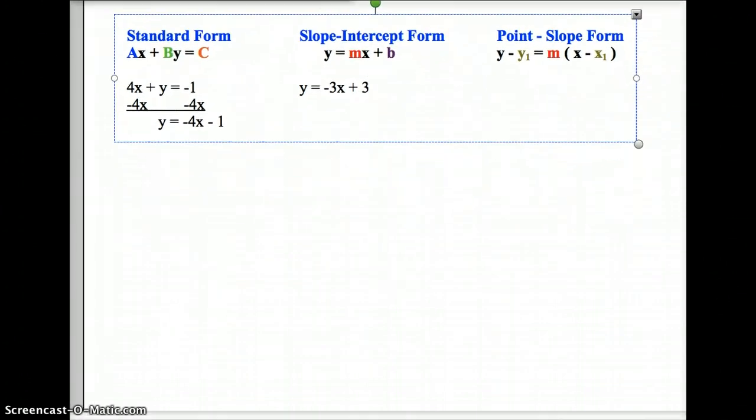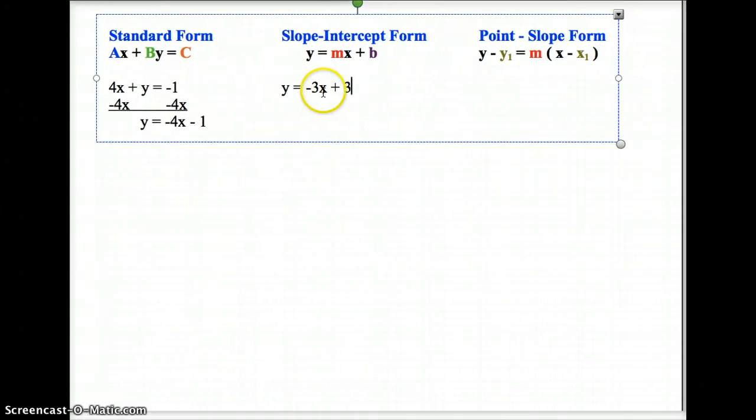-3x plus 3. Hey, I did get it right. So now our goal on this one is to convert this slope-intercept form into a standard form.